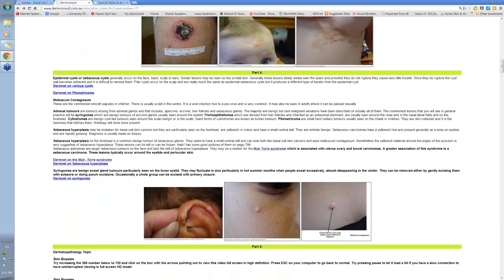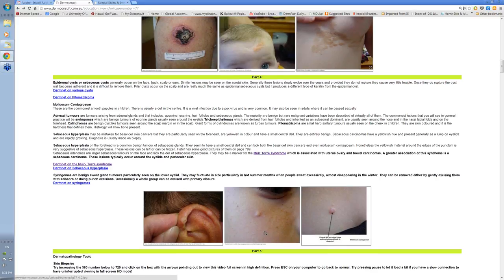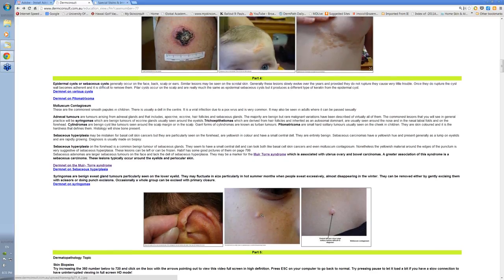Pilomatrixomas. This is an example of one here. They're very firm, cyst-like lesions. Well, they don't feel cystic, they actually feel very firm. Typically on a child's face, on the cheek like this, and they feel bony hard because within that pilomatrixoma there may be calcification, there may be bone even sometimes forming in them.